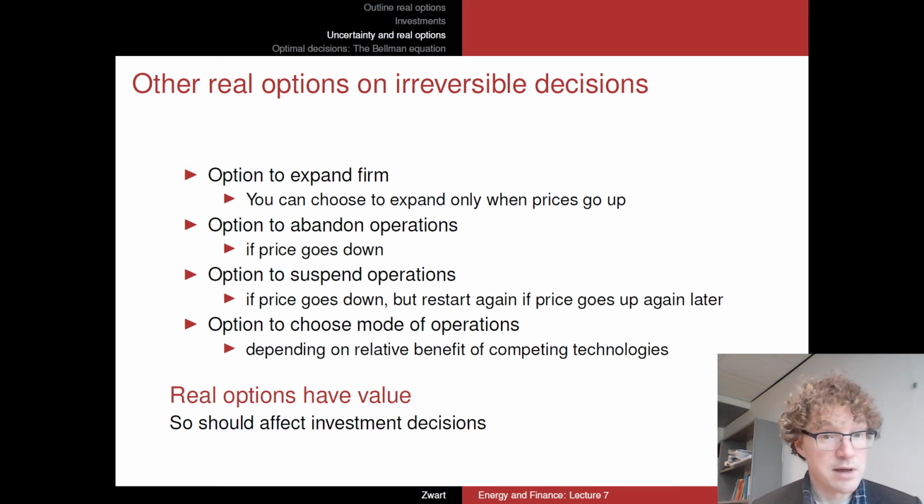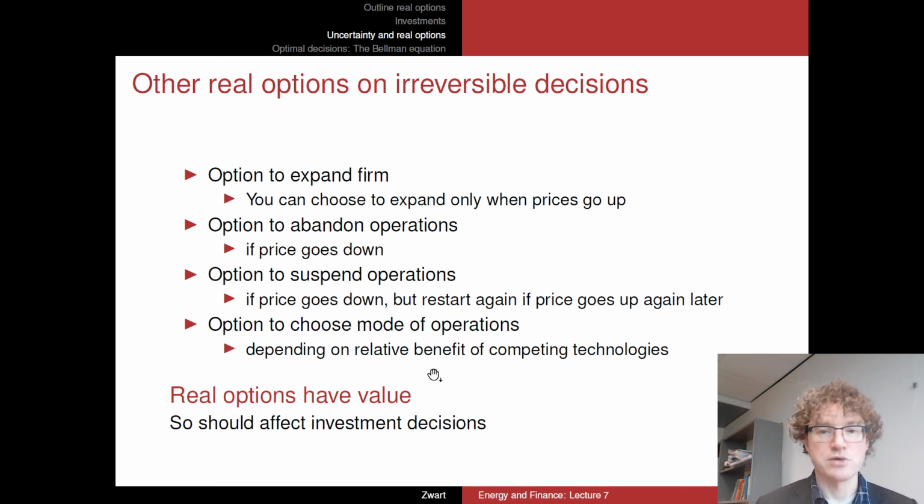If market prices go down, on the other hand, you might have the ability to discontinue your operations rather than keep on operating at a loss. You have the option to abandon operations if price goes down. And again, you will wait for this, and this option has a value. Sometimes you might not have to completely abandon, but you can just shut down your plant for a little while until price recovers and gets above zero again. So it might be the option to suspend your operations.